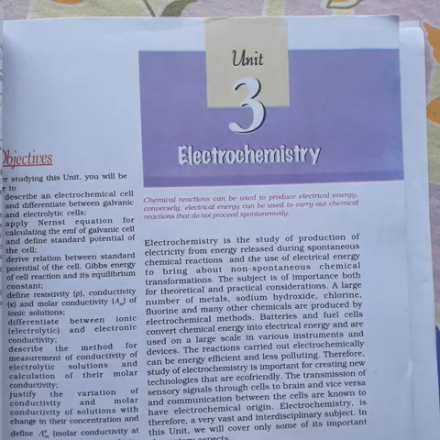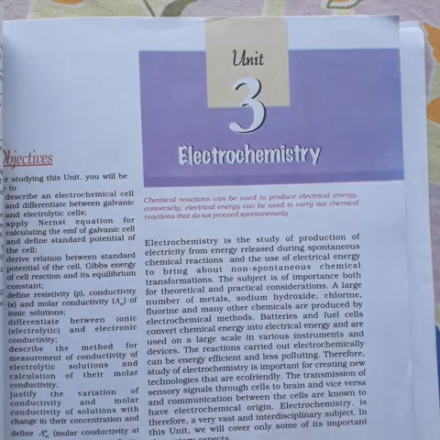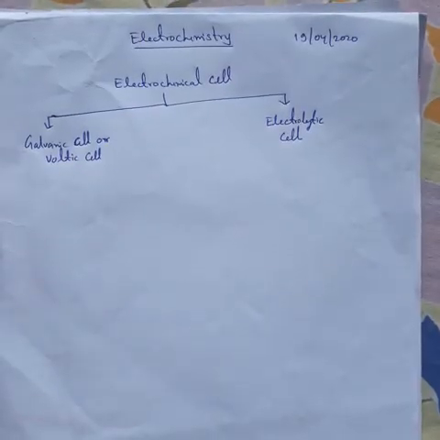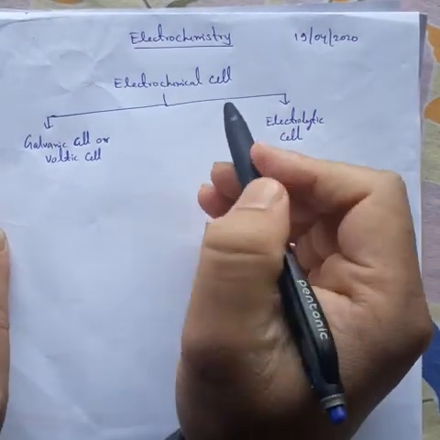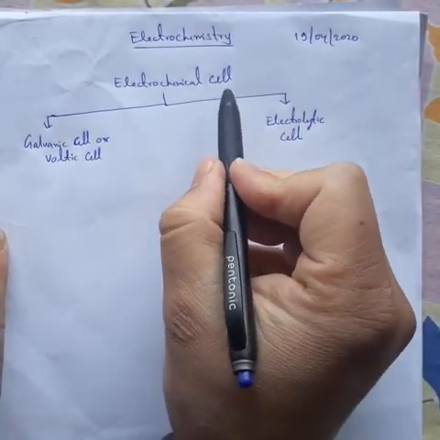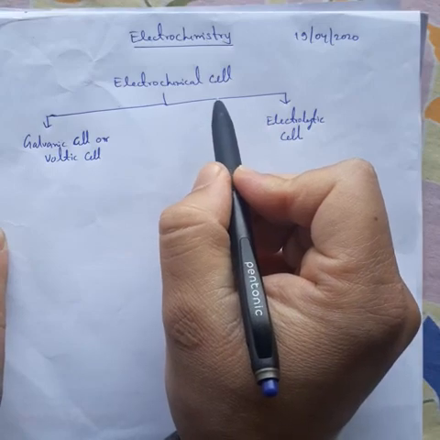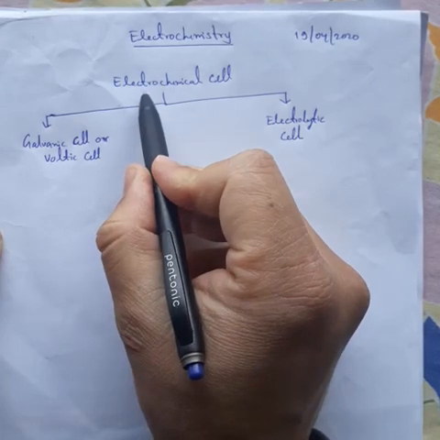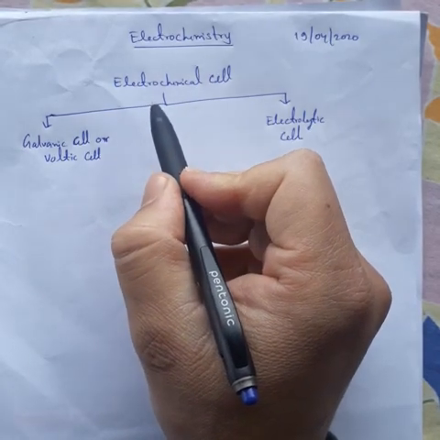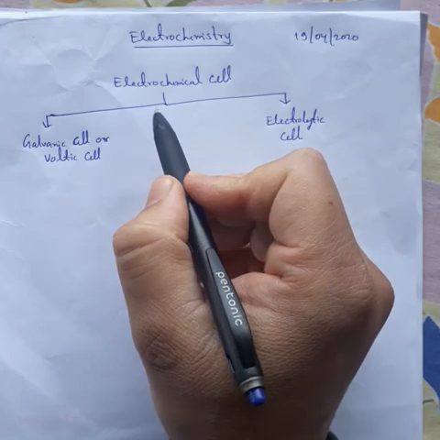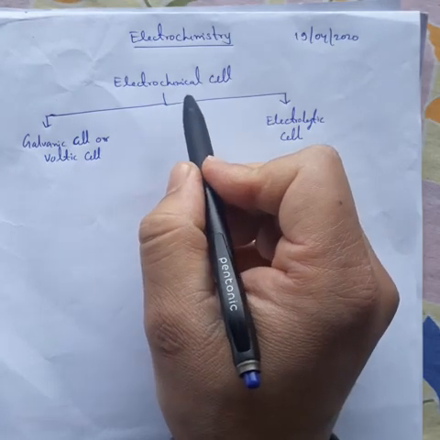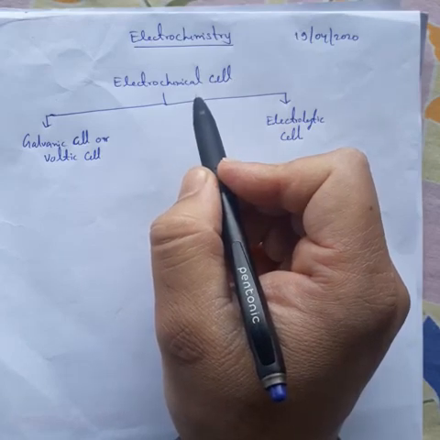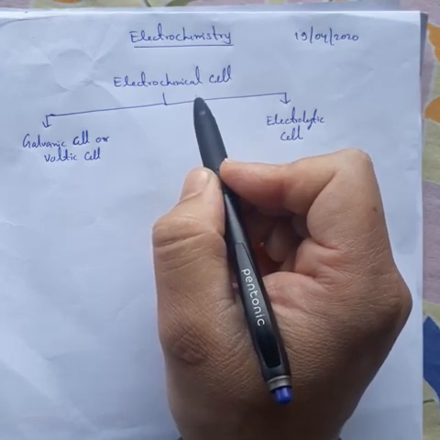Good morning, students. So today we will be discussing the topic electrochemistry. In this chapter, electrochemistry, we basically discuss the electrochemical cell. It has something to do with chemical reactions and electricity. In this chapter, we basically learn how electricity is generated with the help of a chemical reaction, or how electricity is used to perform a chemical reaction.